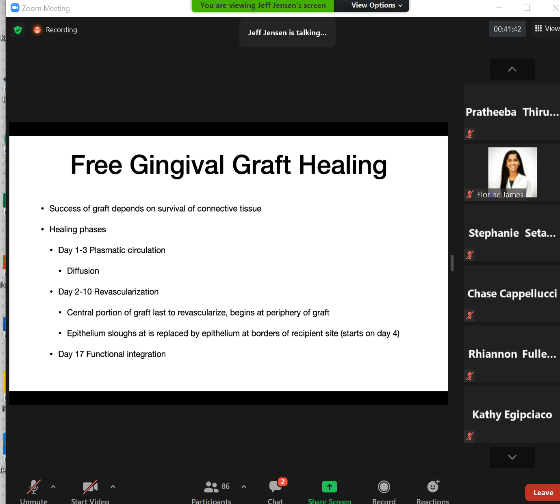The first 1 to 3 days is what's called plasmatic circulation. Essentially, nutrients are diffusing from the recipient site into the graft. So it's essentially diffusion of nutrients. Starting at day 2 up to 10, you start to see revascularization. Blood vessels begin to grow into the graft, typically beginning at the periphery and then moving to the center of the graft.